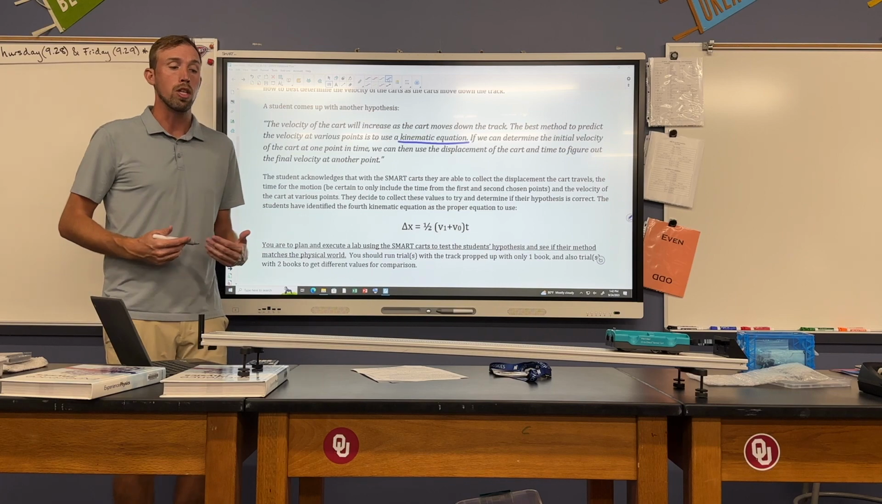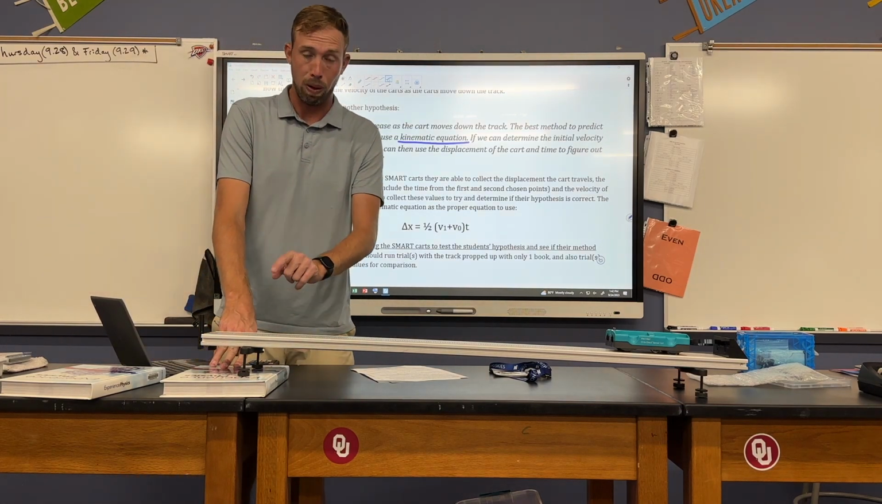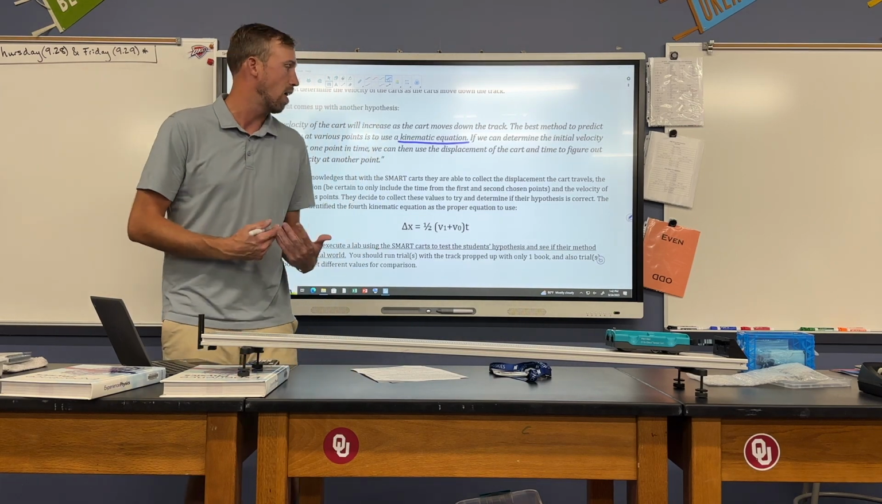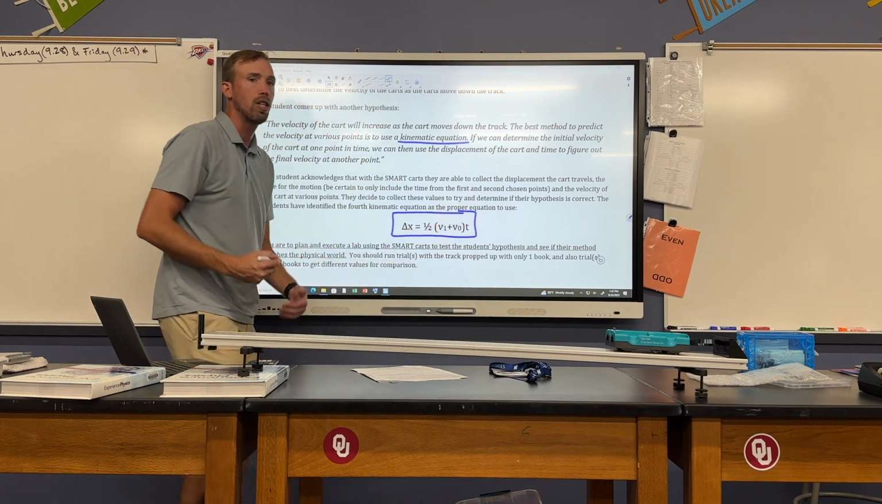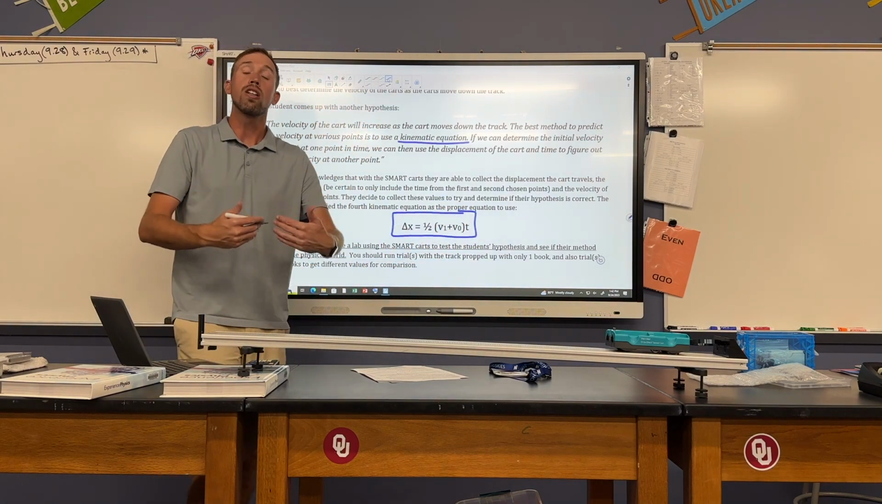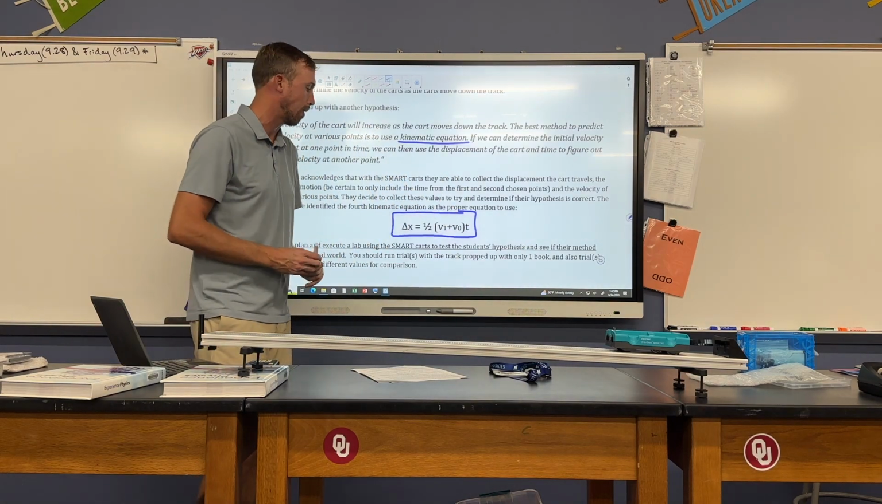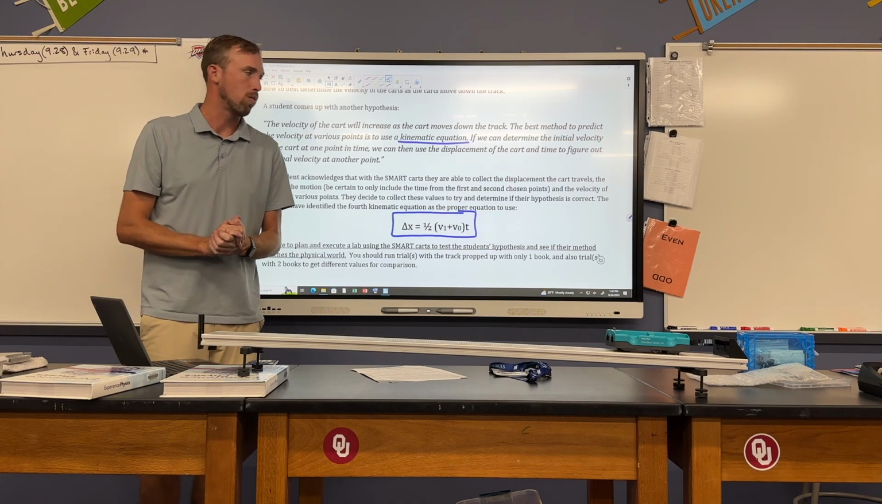So what we're going to do is walk through a couple of trials, one where I have the ramp propped up with one book and one with two books. We're going to collect some data and then use specifically the fourth kinematic equation to check and see, does the velocity we predict actually match up with what the student is saying? So hopefully that gives us a decent overview as to what we're doing.